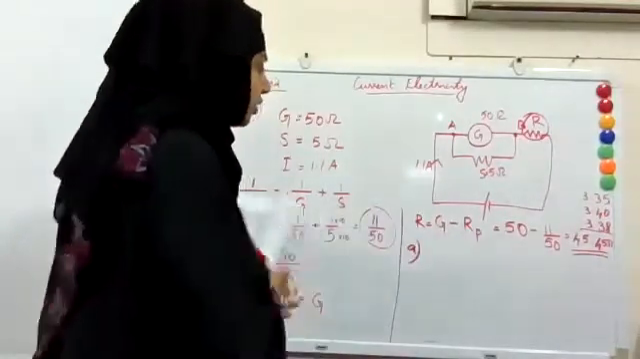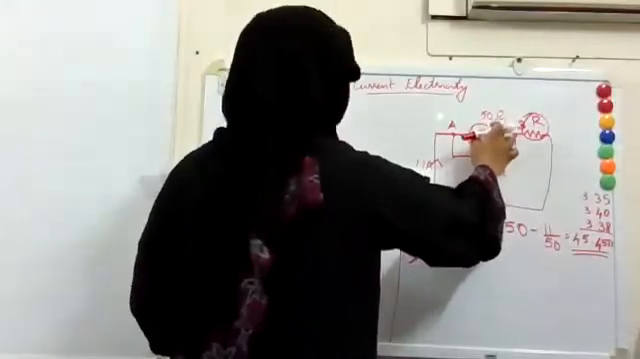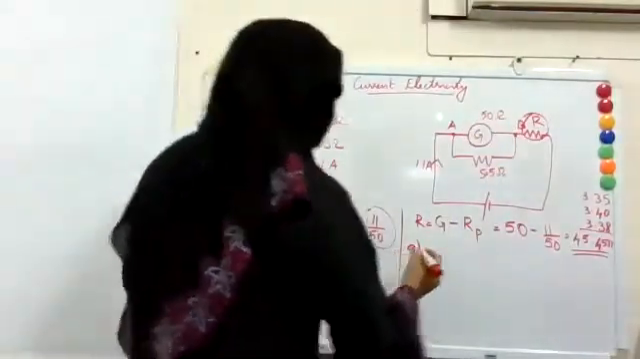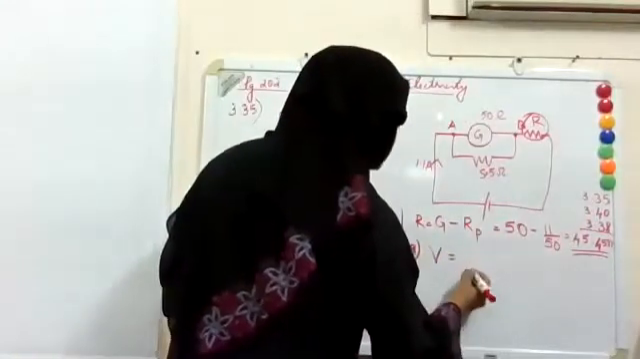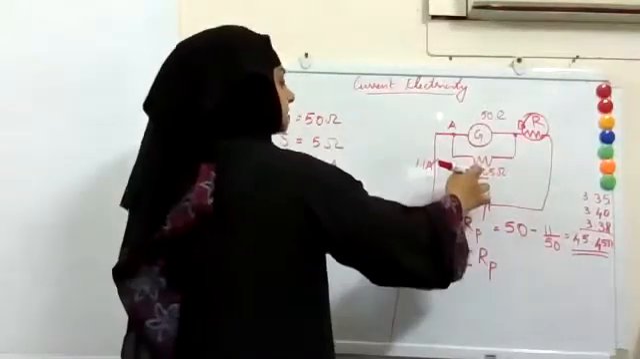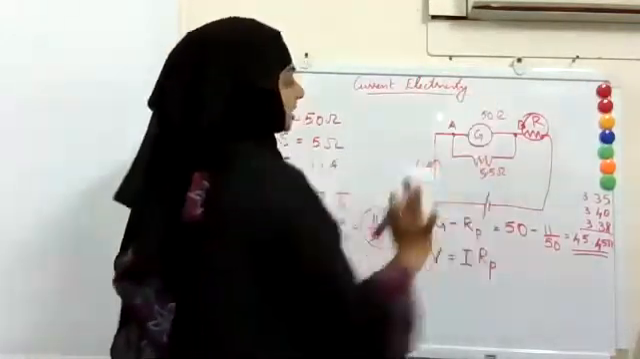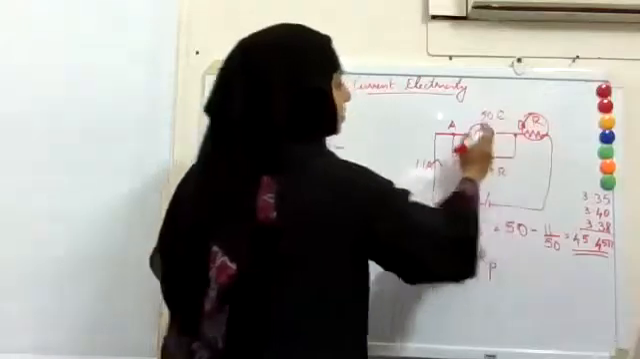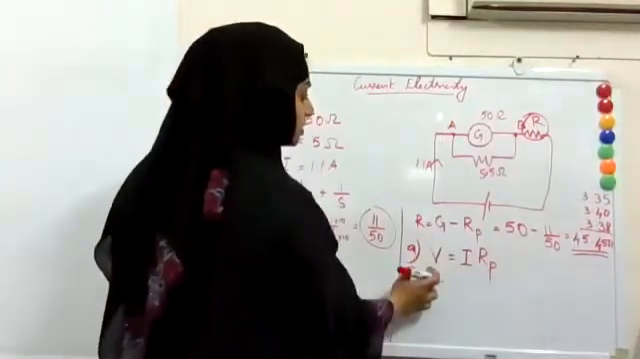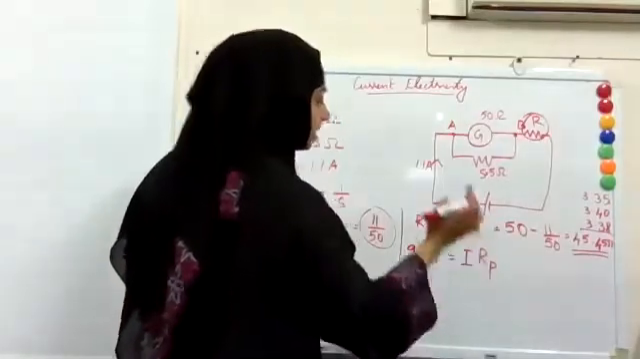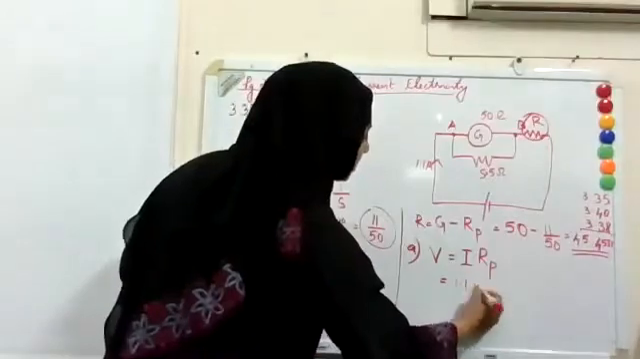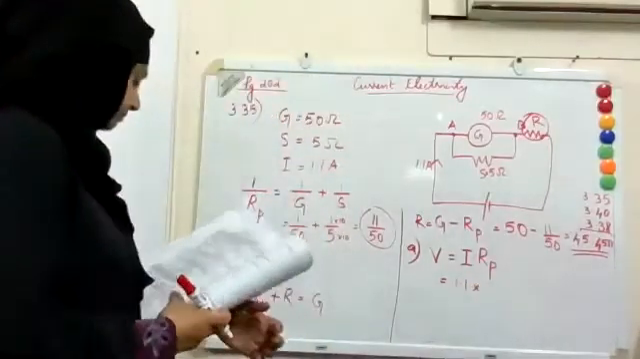No. We know the current and we know the resistance, right? So we can tell that the potential will be V is equal to current into RP, because RP is the resistance when the shunt is connected. R is not there. So when the shunt is connected, the effective resistance is RP. So potential will be equal to I into RP. So I is 1.1 times, what is RP?